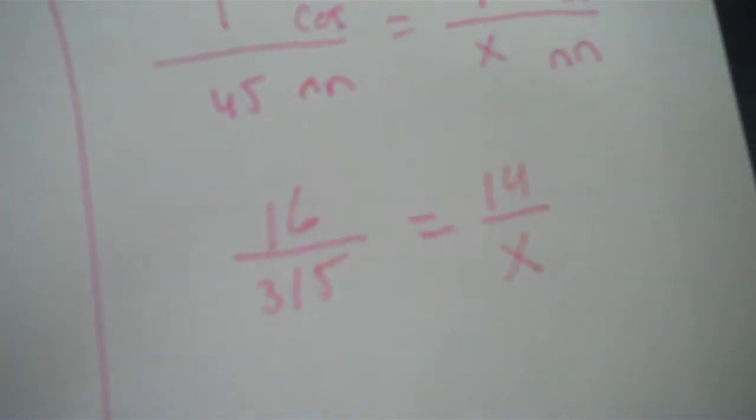Okay, so I need to add 1/45 plus 1/35. That gives me 16 over 315, and then I can just cross multiply and divide. 315 times 14 divided by 16 gives me 276, about. So 276 or 277, one of the two.